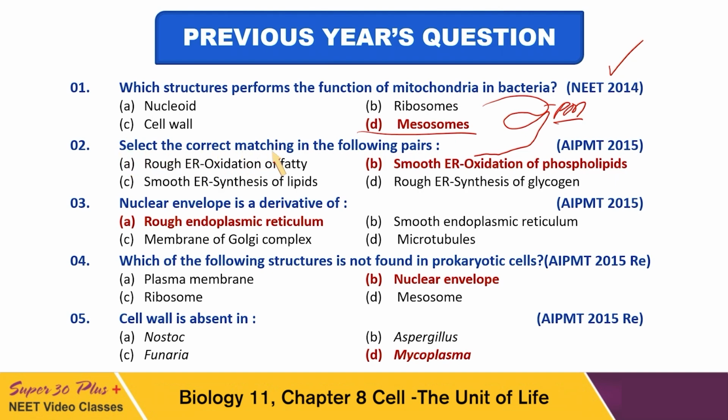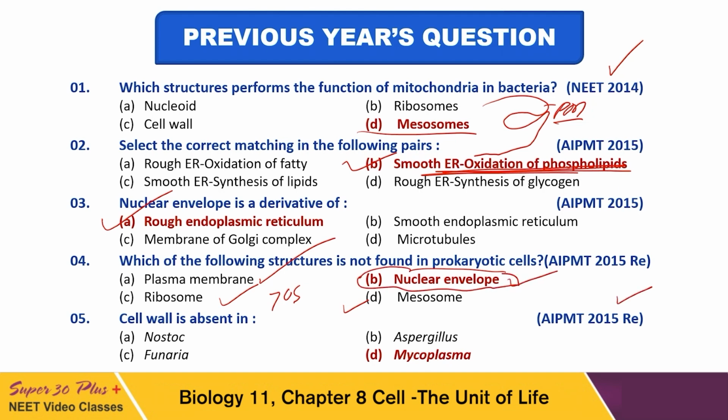Select the correct matching in the following pairs. Yes, rough, you can see easily. Smooth ER is for oxidation of phospholipid. No doubt in this. I told you in advance. The nuclear envelope is a derivative of rough endoplasmic reticulum. Which of the following structures is not found in prokaryotic cells? Plasma membrane is there. Ribosome is there, 70S ribosome. Mesosomes, I told you. The only thing which is absent is the nuclear envelope.